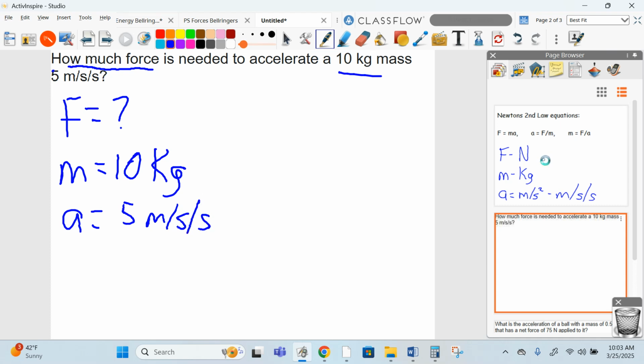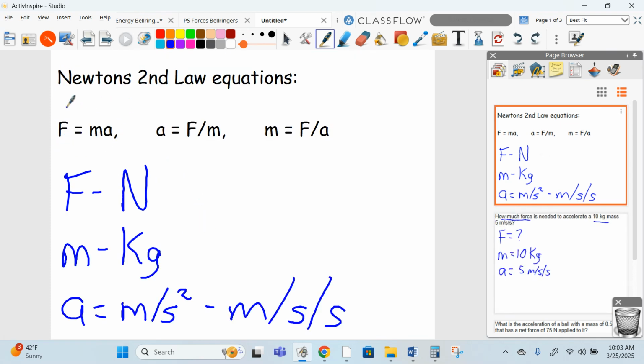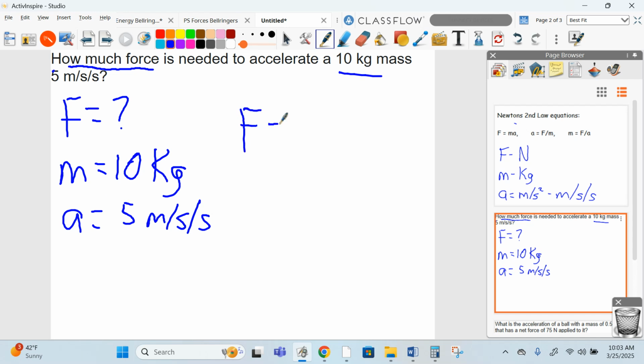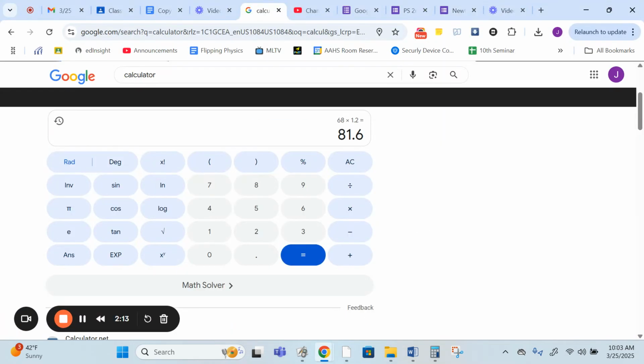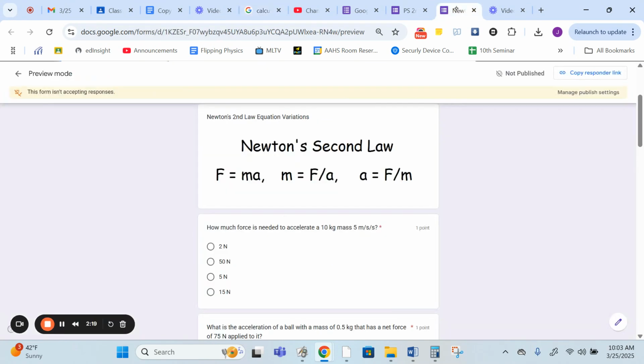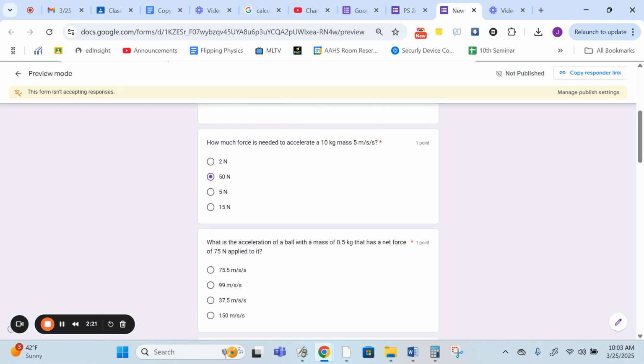Since I'm solving for force, I want to use the version that has force by itself, which is this very first one here. F equals ma. So I want to take the mass, 10. I'm going to multiply by 5. And 10 times 5 is 50. So as I come back over to the form, 50 newtons is my force.